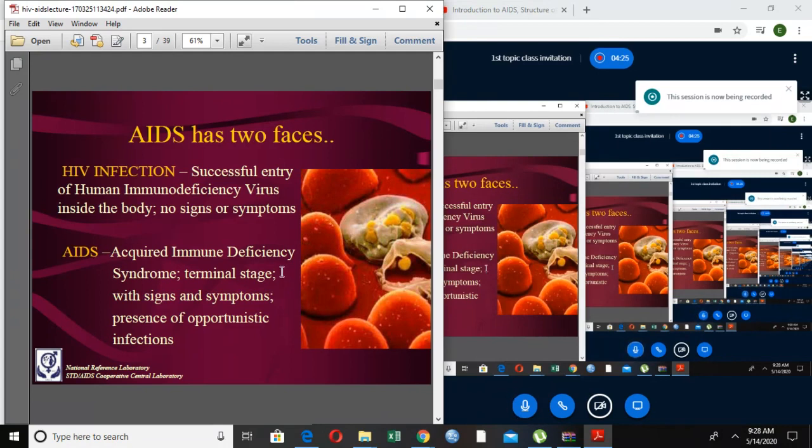Then we also have opportunistic infections. Opportunistic infections are infections that are caused by other microorganisms that cause diseases. So an opportunistic infection can be diarrhea, because you're easily attacked by bacteria that cause diarrhea and cholera and the likes, because your immune system is very weak. So AIDS has two phases: the entry of the virus when there are no symptoms, and the full-blown stage where signs and symptoms as well as opportunistic infections are very prevalent. We'll come to see this more later as we go on with the unit.